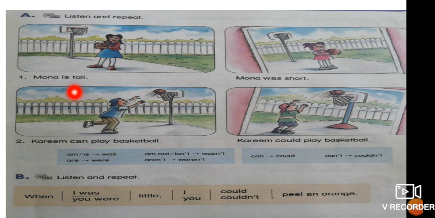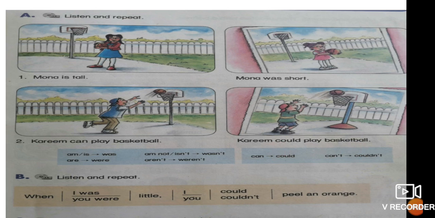Mona is tall. Mona was short. Again, Mona is tall, and in the past, Mona was short. Karim can play basketball, but in the past, Karim couldn't play basketball.